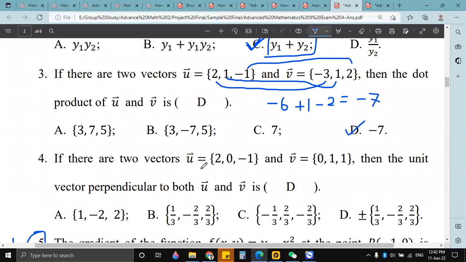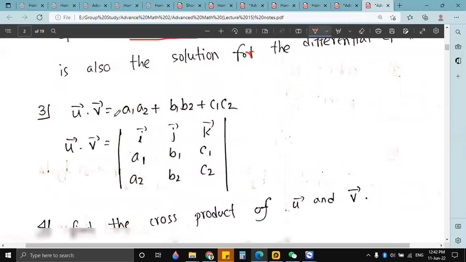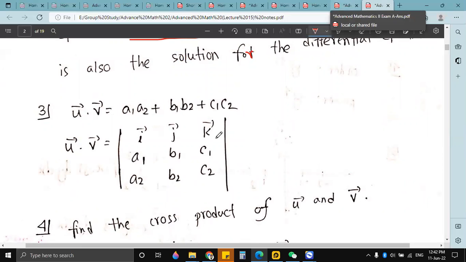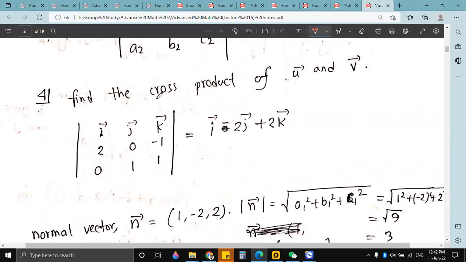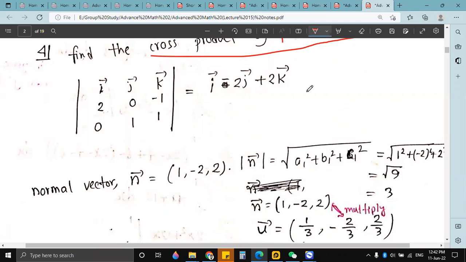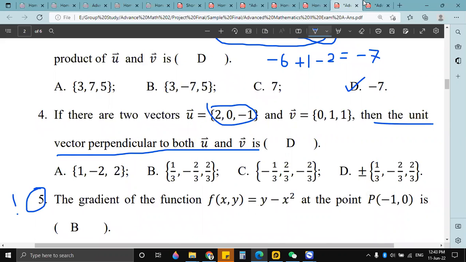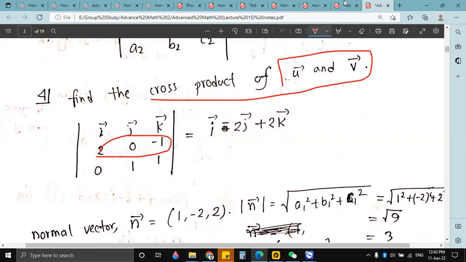Number 4, if there are two vectors u and v, then the unit vector perpendicular to both u and v is what? So you have to find the cross product of u and v. Firstly, you have to find the cross product. So here our u is 2, 0, minus 1, and then our v is 0, 1, 1.